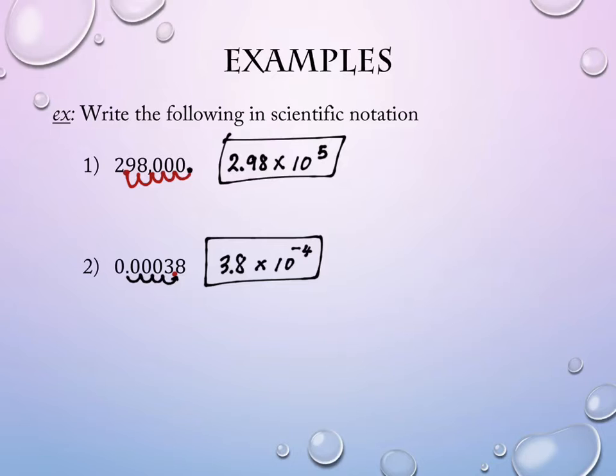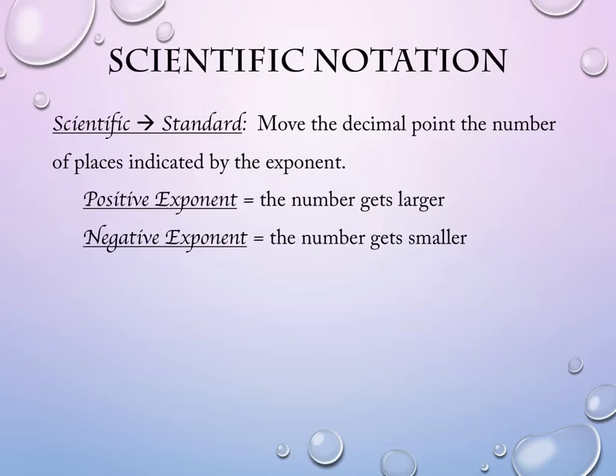Okay, very good. Lovely. The other one that we're going to do is to go the other direction. So this is going from scientific notation into standard notation. Again, we're going to move the decimal point. We're going to move it the number of places that the exponent tells you. So if the exponent's a 7, you move it 7 places. If the exponent's a 2, you move it 2 places.